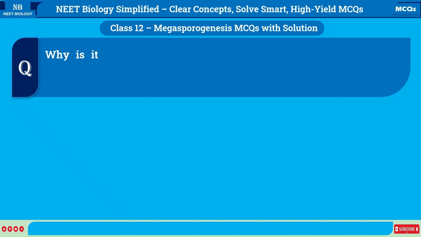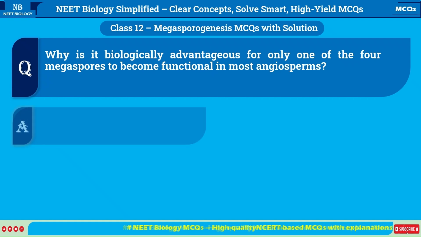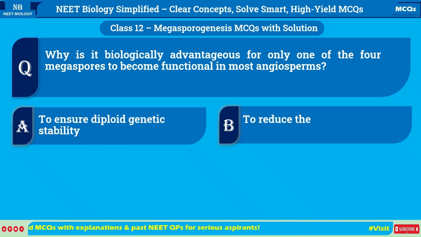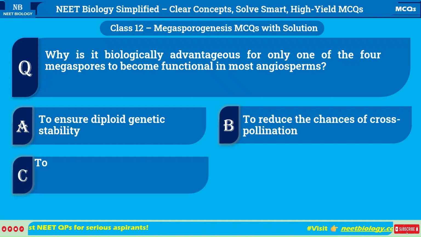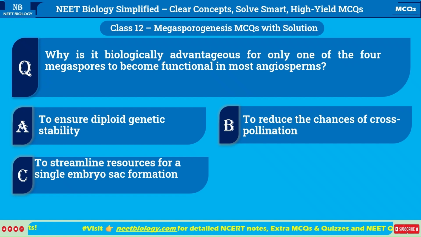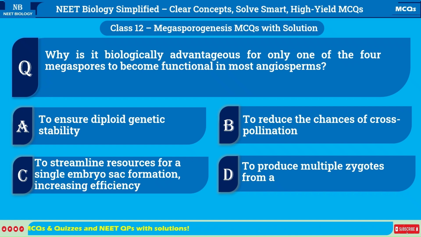Why is it biologically advantageous for only one of the 4 megaspores to become functional in most angiosperms? A. To ensure diploid genetic stability. B. To reduce the chances of cross-pollination. C. To streamline resources for a single embryo sac formation, increasing efficiency. D. To produce multiple zygotes from a single ovule.